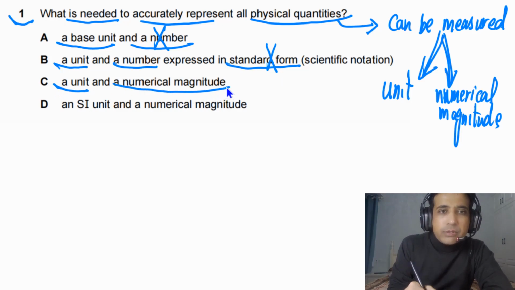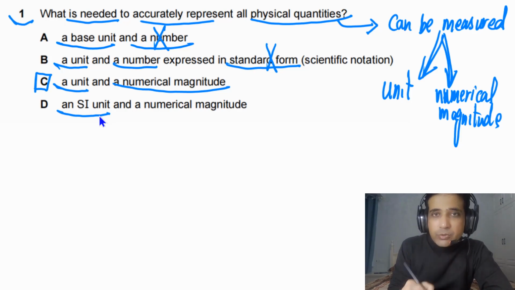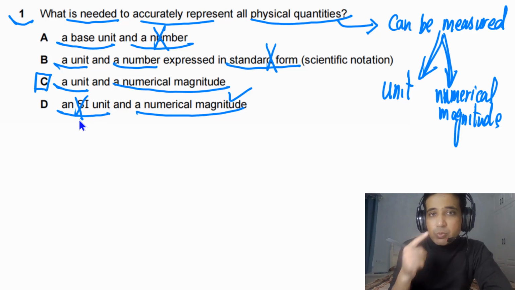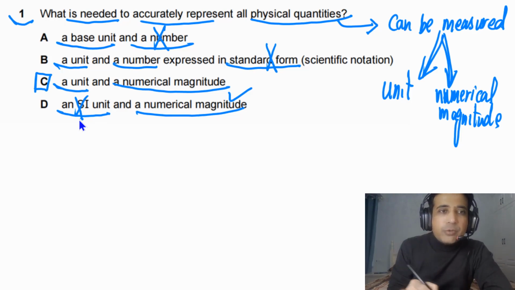Magnitude. So this one is the best possible answer. This is our answer. An SI unit is not required. You can use any unit, even one that is not part of the SI system. And a numerical magnitude is right, but this is not required. It can be any unit we can use for physical quantities. So the answer for this question is C, and this is what you need to understand.